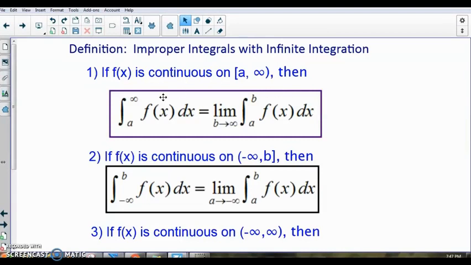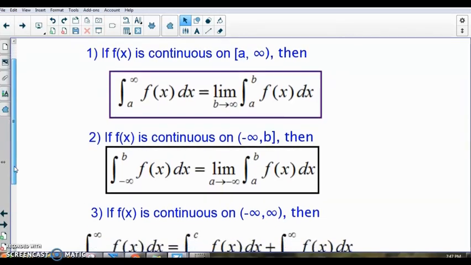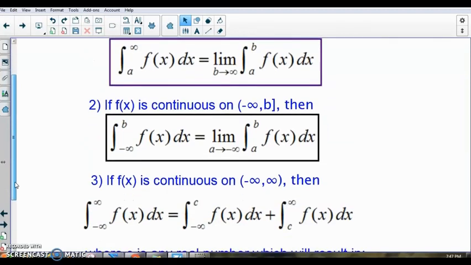In this particular situation, the top bound of infinity is the problem bound. So we're replacing the top bound with a variable. I'm going to call it b here, and then we're going to take the limit of this thing after I evaluate it as b goes to infinity. And then the same thing occurs down here in part 2. Part 3 is just a little bit different.